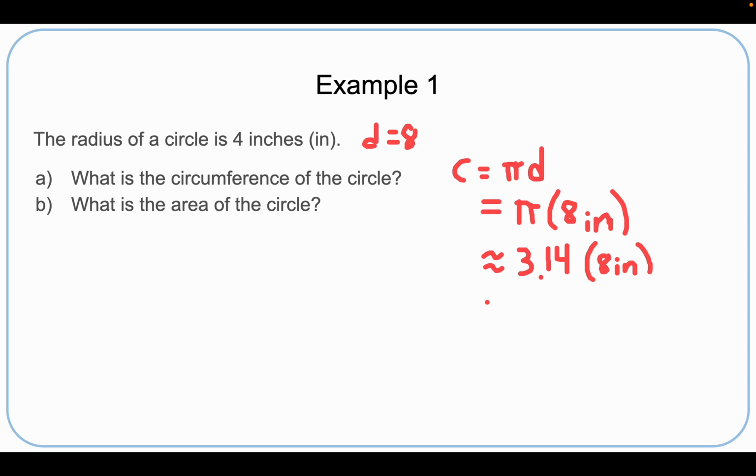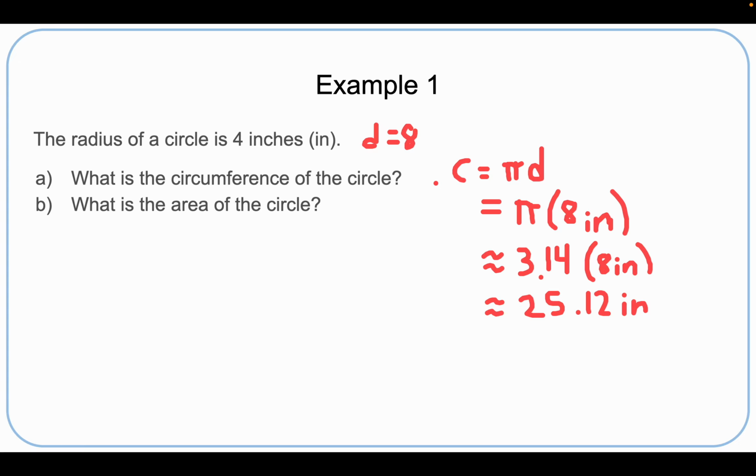And we can go ahead and use a calculator to solve that just to make things quicker. And we would end up with 25.12. And then use our units, which is inches. So remember, circumference is a distance, so it's just going to be a length in inches.